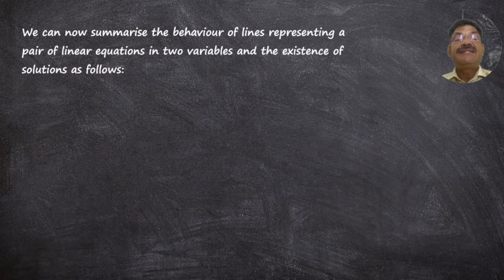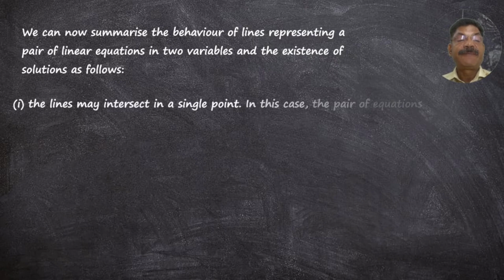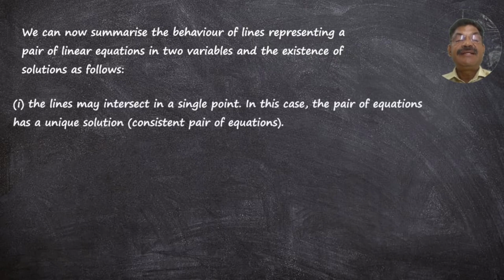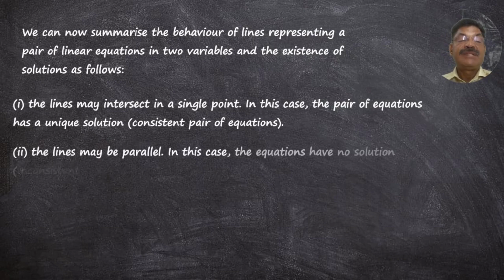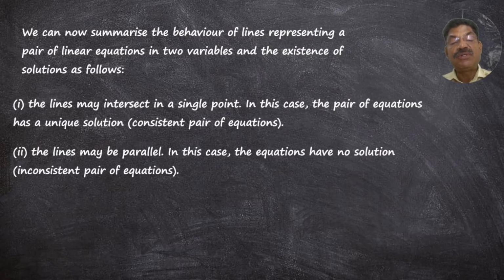We can now summarize the behavior of lines representing a pair of linear equations in two variables and the existence of solutions as follows. The lines may intersect in a single point. In this case, the pair of equations has a unique solution, a consistent pair of equations. The lines may be parallel. In this case, the equations have no solution because they don't intersect, no common point. They are parallel. Therefore, they are inconsistent.